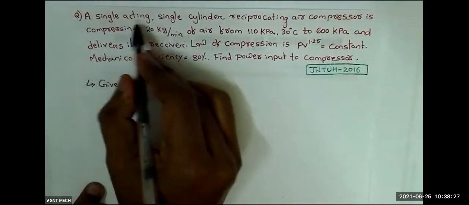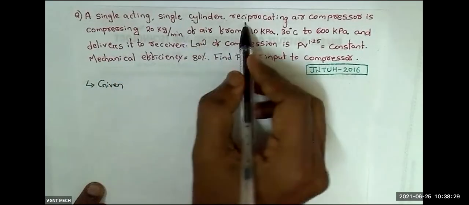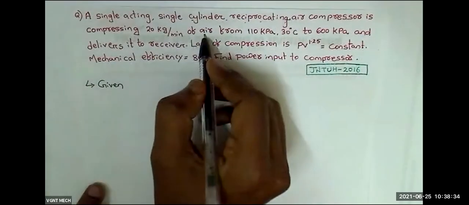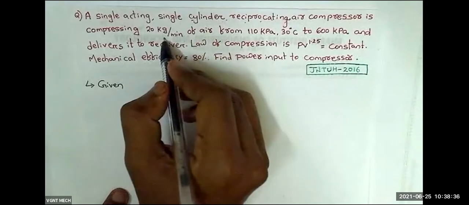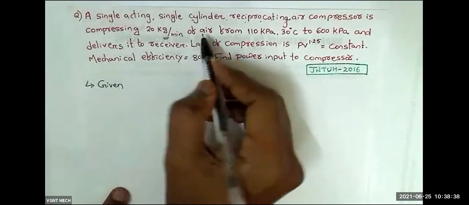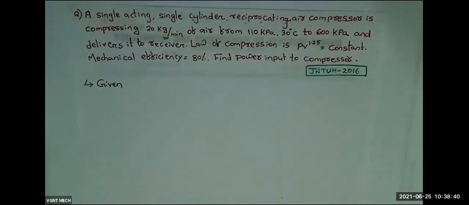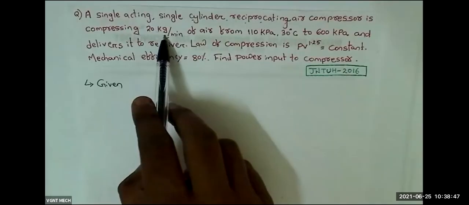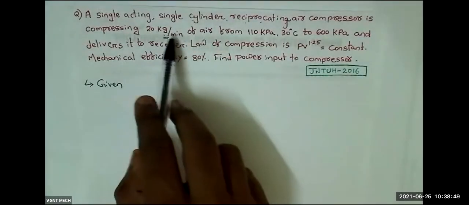A single acting, single cylinder reciprocating air compressor is compressing 20 kg per minute of air. What is this 20 kg per minute of air? Can anybody tell me what this is? Sorry, it is 20 kg per minute. What do you mean by 20 kg per minute?